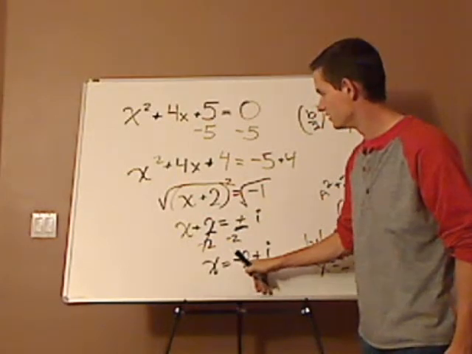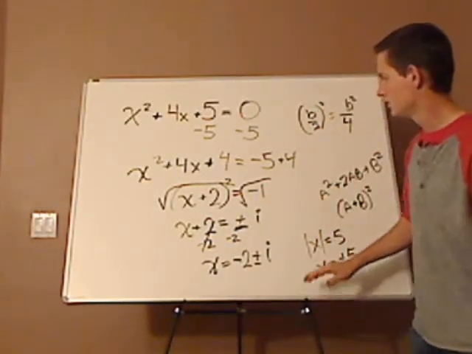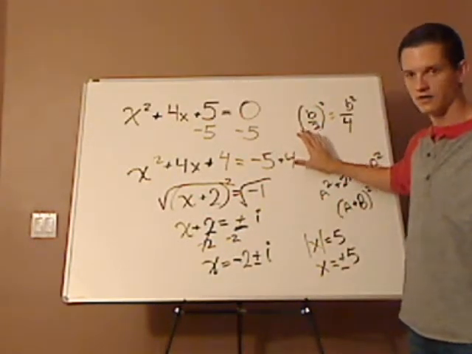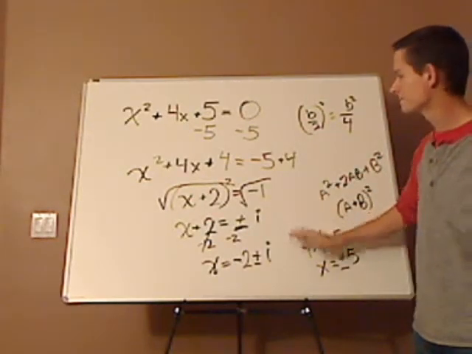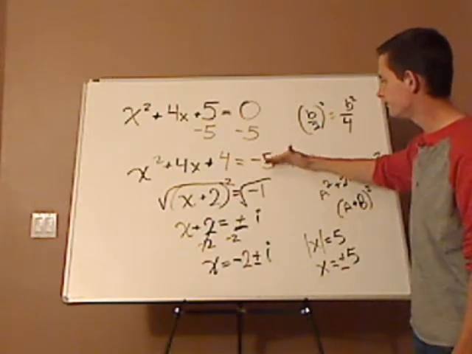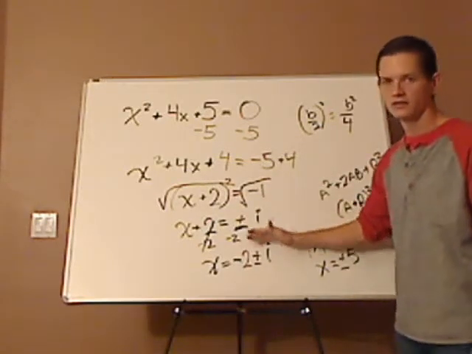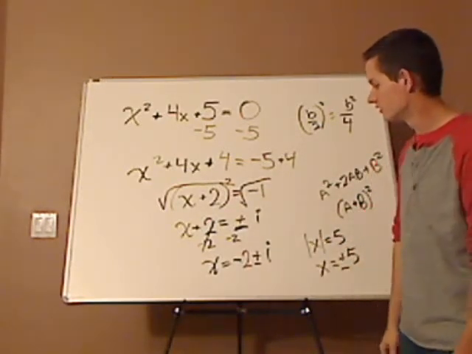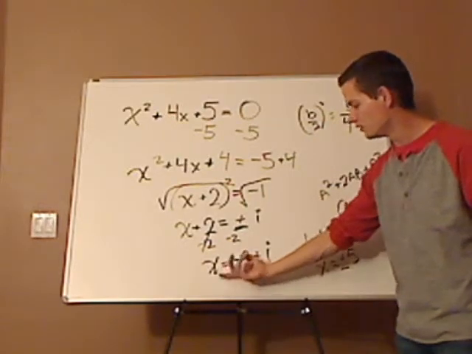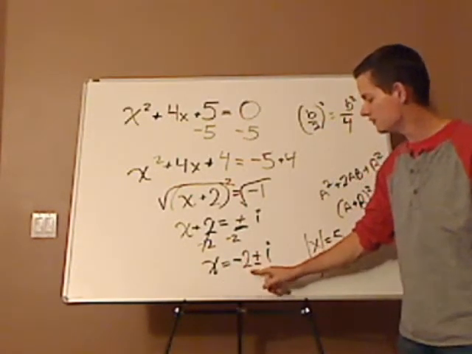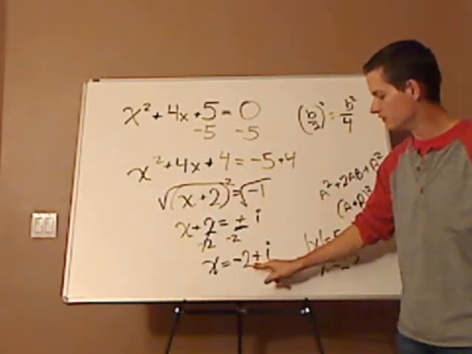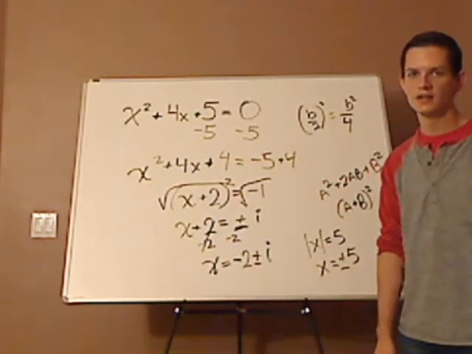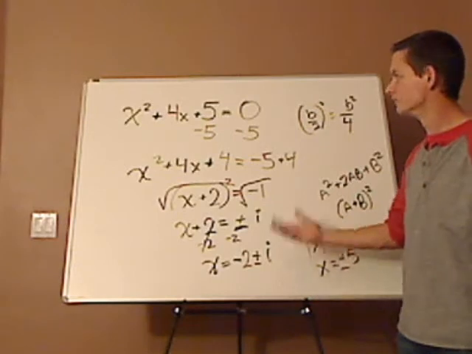If you notice, compared to the other method, even though there's a lot more thinking involved, there's a lot fewer steps. And if you notice the pattern, then you can do completing the square. So you have x equaling negative 2 plus i, or negative 2 minus i. And that's it. That's how you complete the square.